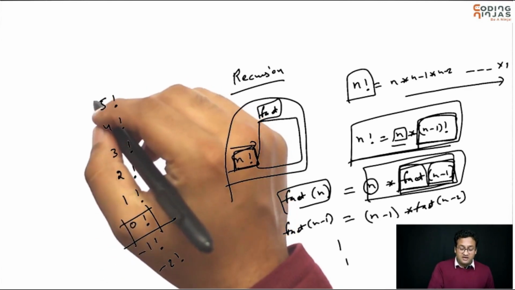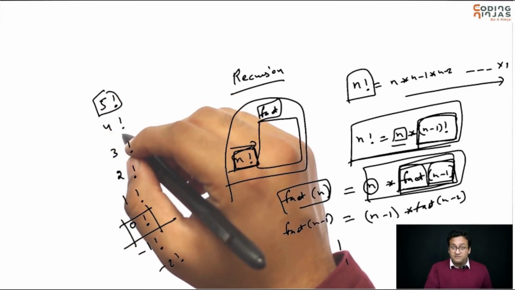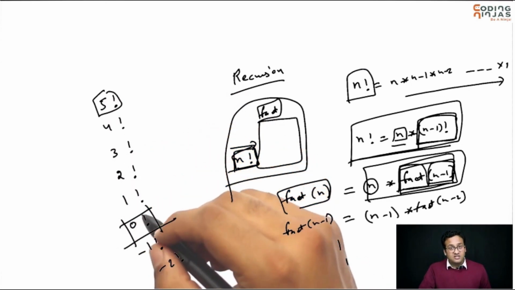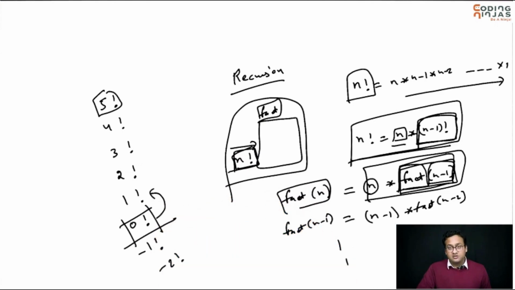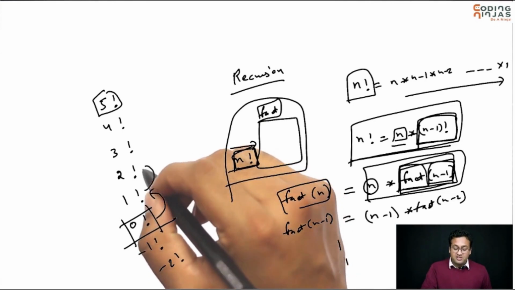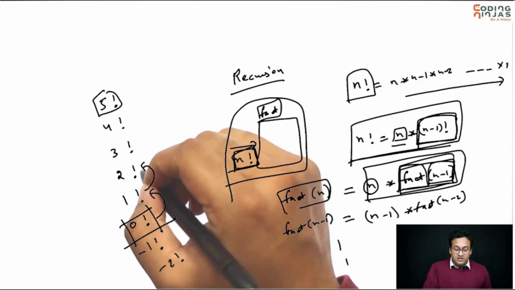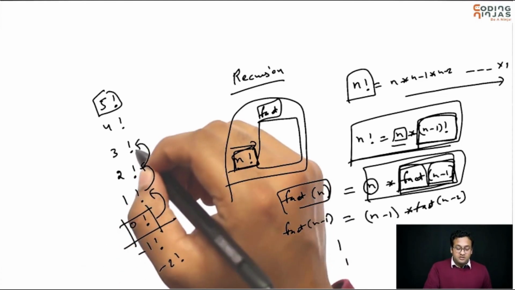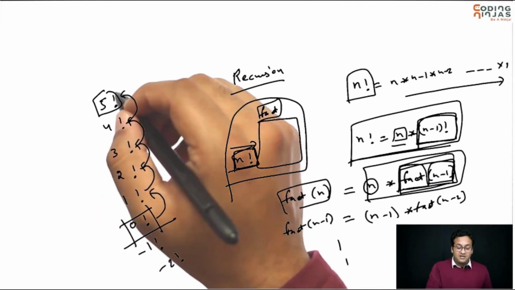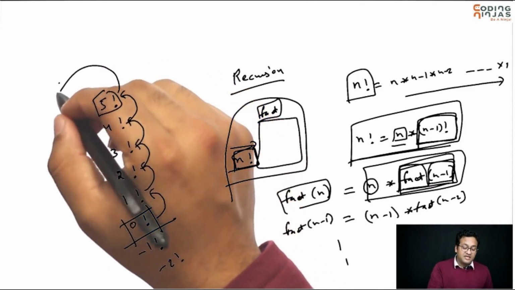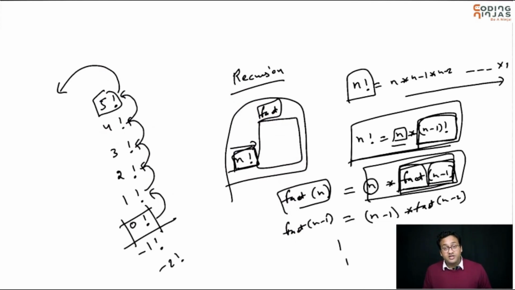So if I start from 5, 5 says give me 4, 4 says give me 3, 3 says give me 2, 2 says give me 1, 1 says give me 0, and 0 will say, okay, here is your answer. Using that, 1 will calculate its answer and pass it to 2, 2 will calculate its answer and pass it to 3, 3 will calculate its answer and pass it to 4, and 4 will calculate its answer and pass it to 5, which will give us the output that we wanted this function to calculate for us. Okay, so that's how recursion is going to work.